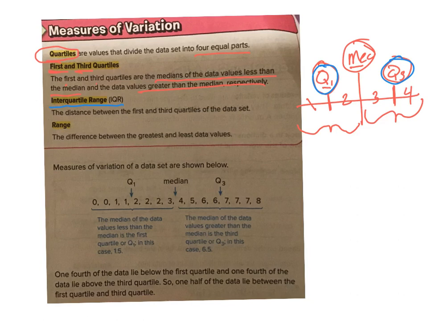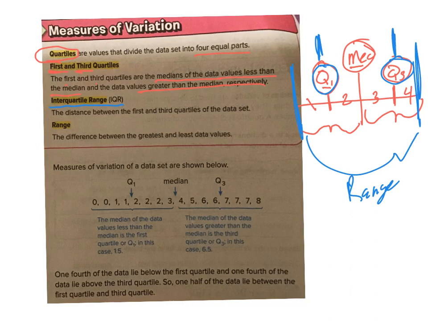So the range of something would be from this end to this end. That's your full range. But if you have quartiles, you have from here to here, you might just want the range from there. That would be your IQR, interquartile range. The whole thing is your range, but this is your interquartile range. Okay?